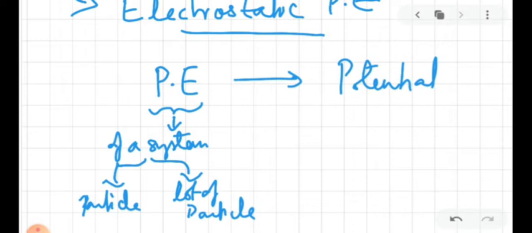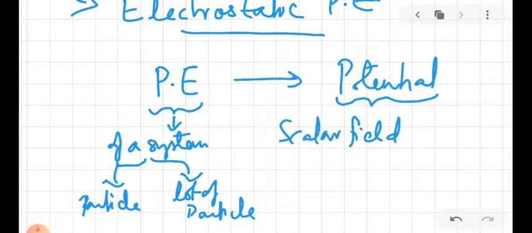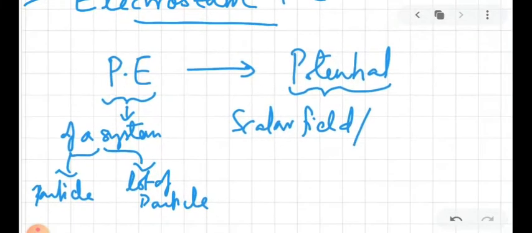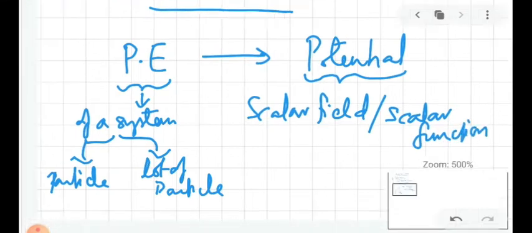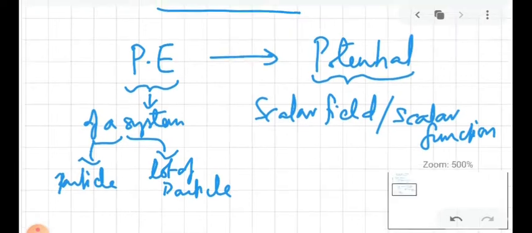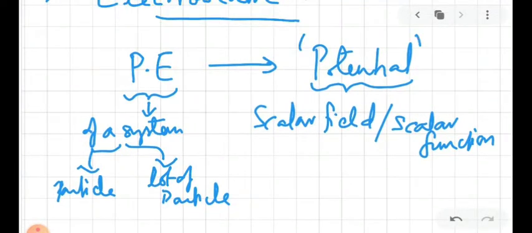But what is potential? Potential is basically a field. It's in fact a scalar field. Or if you are more familiar with your algebra, I can call it a scalar function. So basically it's a mathematical quantity. A potential is more often considered to be a mathematical thing, whereas the potential energy is something considered to be real or physical. Okay, so how are they both connected?